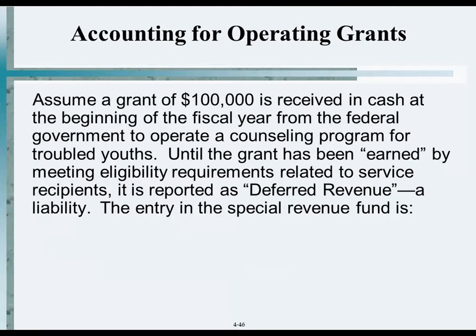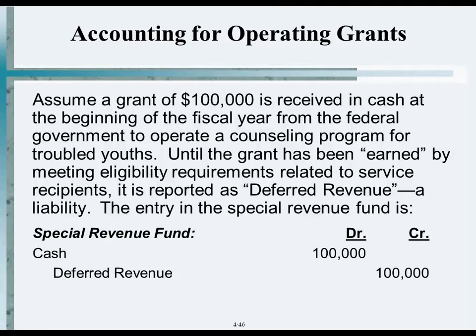So here's an example of a grant that's received in cash from the federal government to operate a counseling program for troubled youths, has been earned by meeting the requirements related to service recipient, and you report it as deferred revenue. Let's take a look at this. Federal government comes in and says, I want you to use this $100,000 for this purpose, but you need to do something, but sends you a check. Doesn't usually happen. Sends you a check. Is that revenue? Not until you've done what they've asked you to do. Then you can book it as revenue.